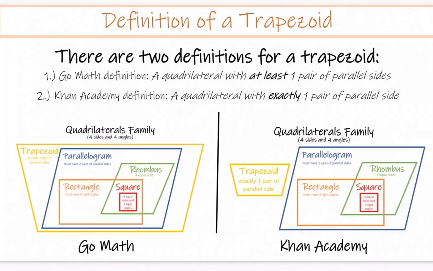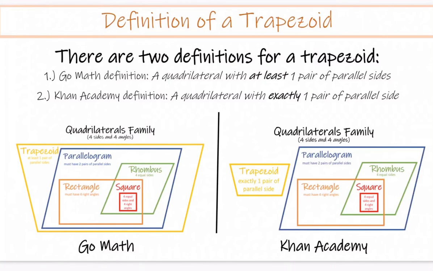Okay. We're going to talk about the definition of a trapezoid because this part's really important. There are two definitions for a trapezoid. There's the Go Math definition, and then there's a Khan Academy definition. Now, in the math community, there's two camps of thought. A trapezoid's either at least one pair of parallel sides, or it's exactly one pair of parallel sides.